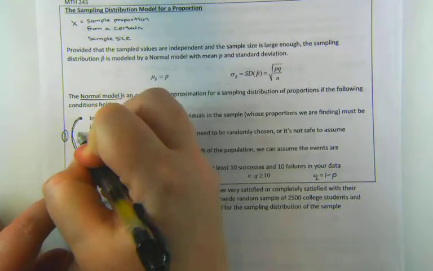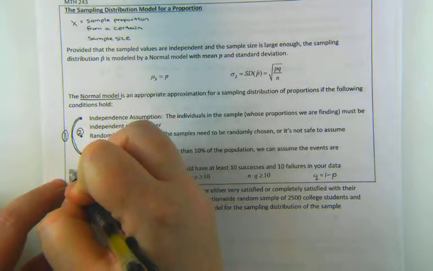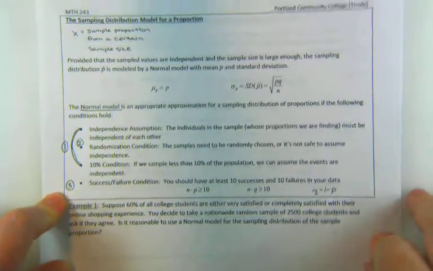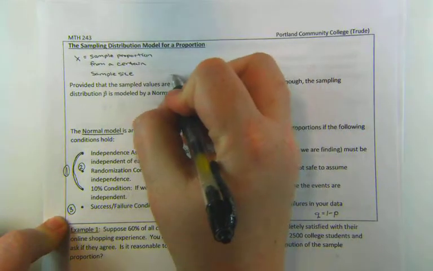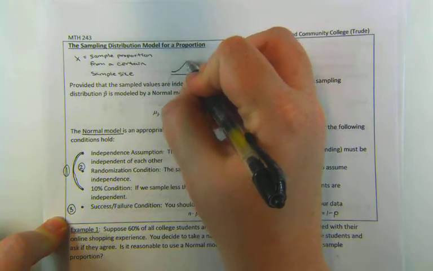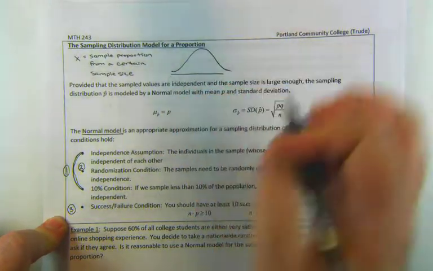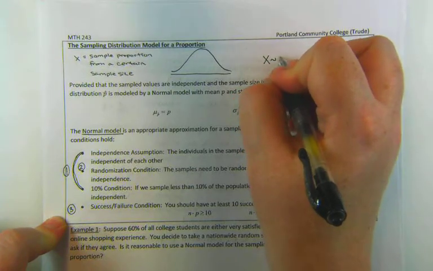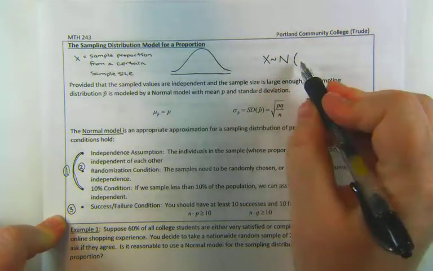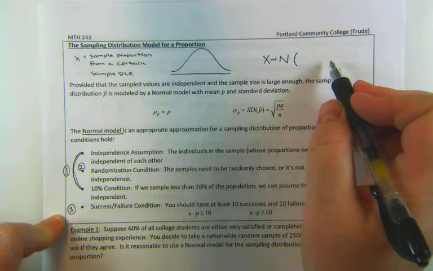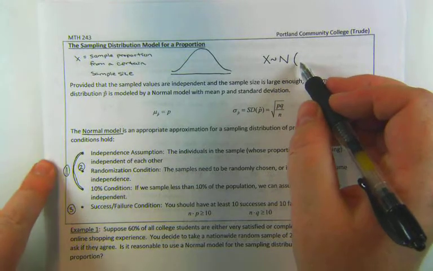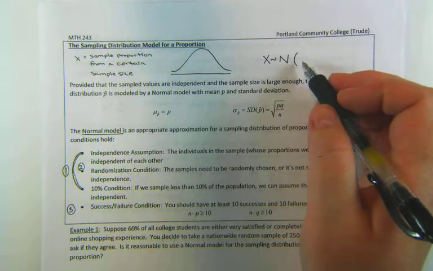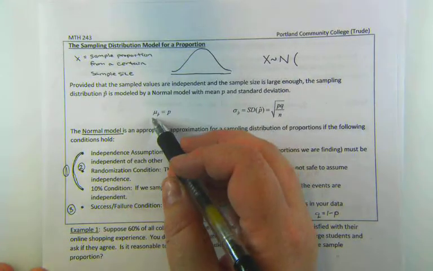So with these conditions, and if we pass all of those conditions, we're going to call these 3 conditions: independence, randomization, and then our sample size. Then what we should have is a nice bell-shaped curve coming through. And when we have this bell-shaped curve, what we want to understand is it's normally distributed, but how do we describe the center and the spread of the curve?